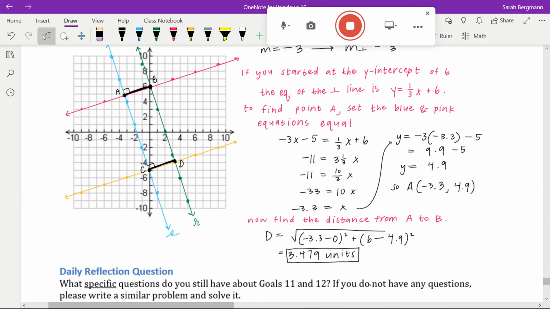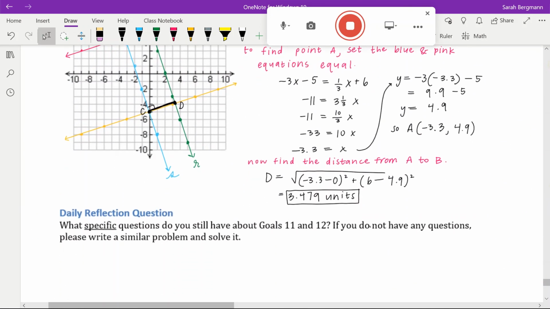Okay, I know you probably have questions right now because this is one of the hardest topics we're going to learn all year. So I need you to see what specific questions you still have about goals 11 and 12, what we just did. Please write down a specific question. For example, a specific question might start with, on example 4, I don't understand what you did in step such and such. If you don't have any questions, if you're really getting this, you're good to go, please write a similar problem and solve it.